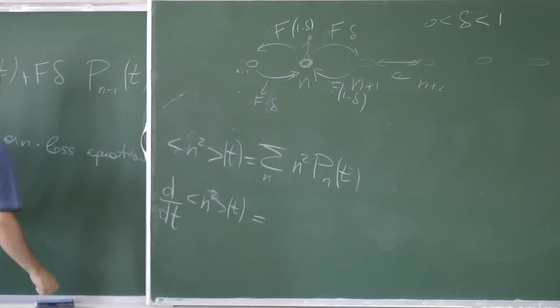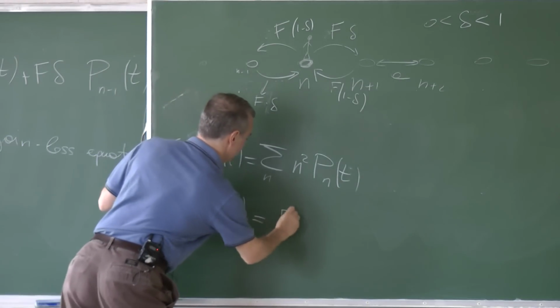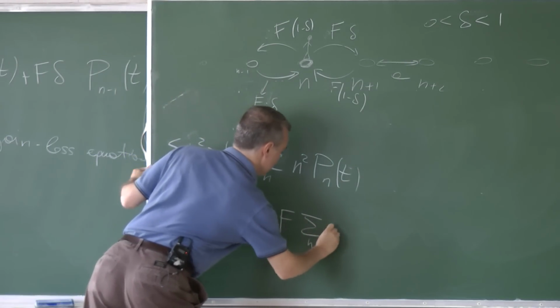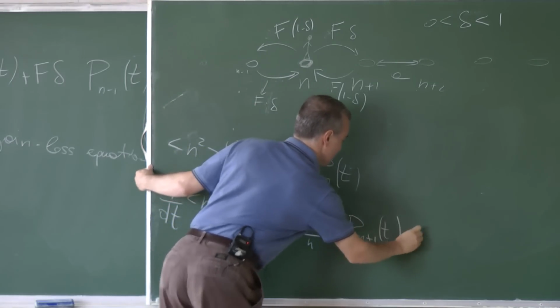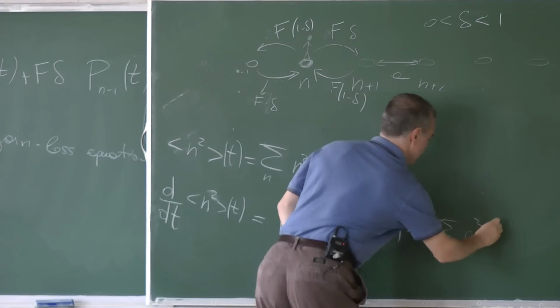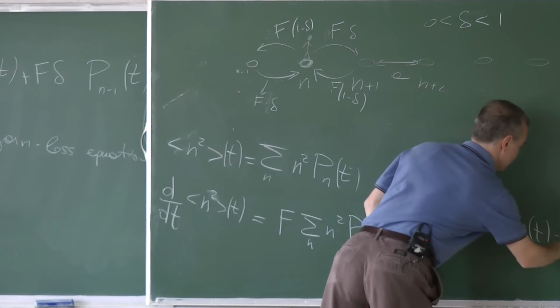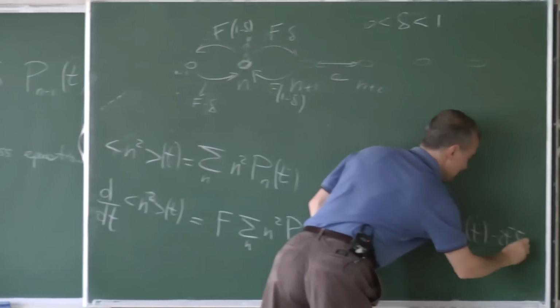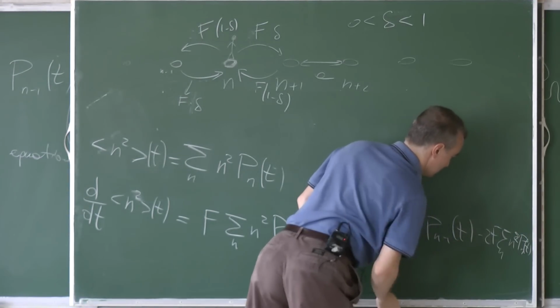of t. And this is for delta, which is not there. So then you get f times the sum over n squared Pn plus 1 of t, plus f times the sum over n squared Pn minus 1 of t, minus 2f times the sum over n squared Pn of t. Horrible writing.